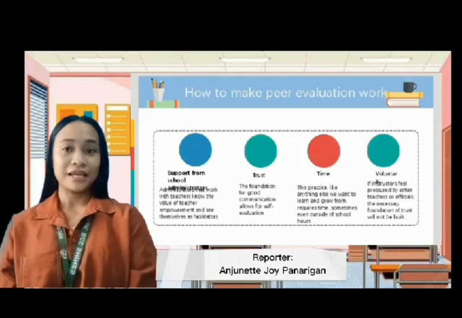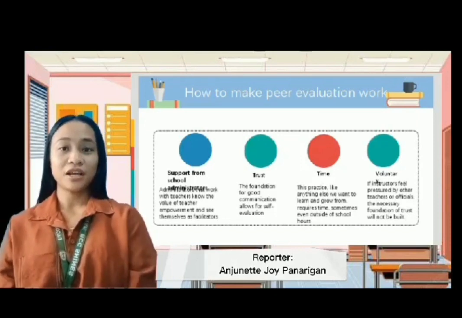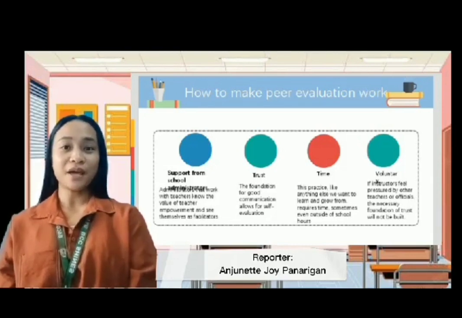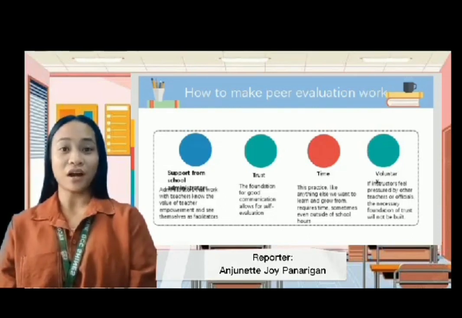Next is trust. It is the foundation for good communication that allows for self-evaluation. Another one is time. This practice, like anything else we want to learn and grow from, requires time, sometimes even outside of school hours. Peer evaluation becomes more valid if we pay more attention without rushing the one we are evaluating. This is because having enough time on evaluating someone's performance helps us to focus on making a fair judgment. Last is, in doing peer evaluation, it needs to be voluntary.